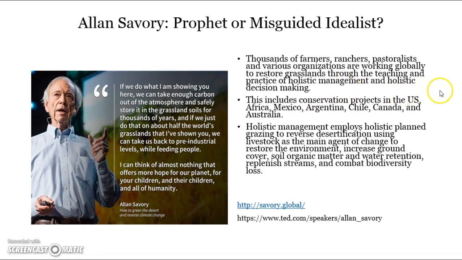Thousands of farmers, ranchers, pastoralists, and various organizations are working globally to restore grasslands through the teaching and practice of holistic management and holistic decision-making, which is taught by Alan Savory. That includes conservation projects in the United States, Africa, Mexico, Argentina, Chile, Canada, and Australia.